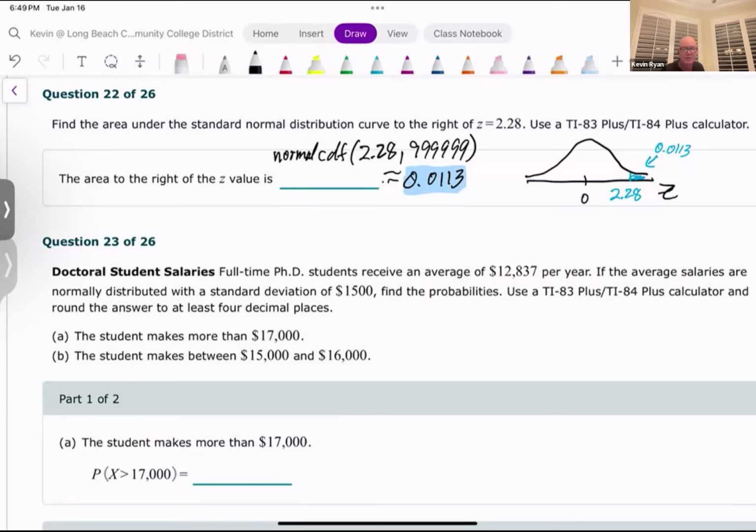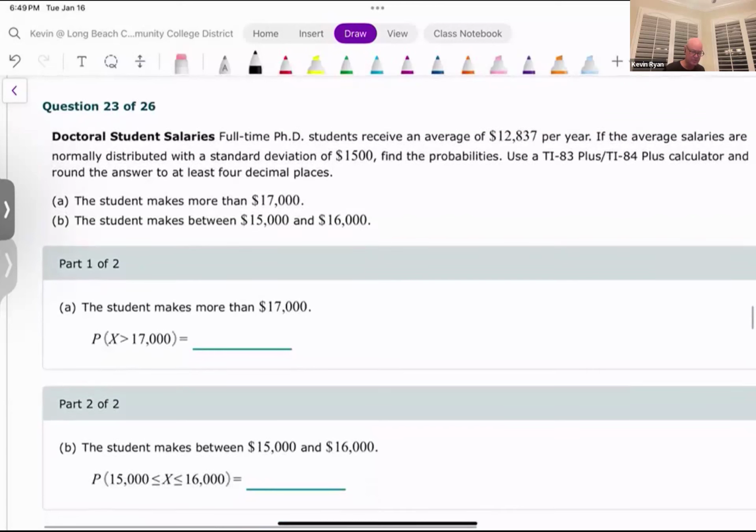All right, Jenna, take care. All right, number 23. Doctoral student salaries. Full-time PhD students receive an average of $12,837 per year. If the average salaries are normally distributed with a standard deviation of $1,500, find the probabilities. All right, part A. Student makes more than $17,000.